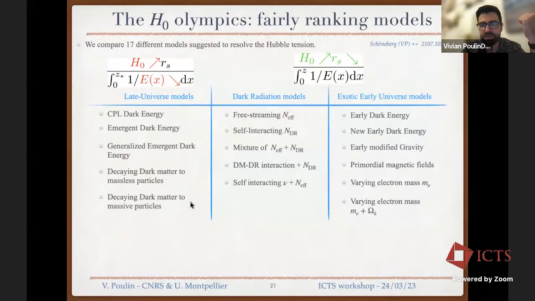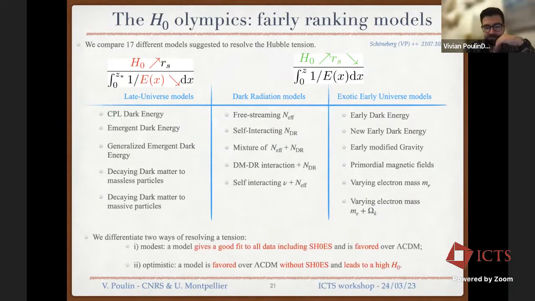And in these papers, we've compared in a systematic manner about 17 different models that have been suggested. We compare them to the same data in order to really draw conclusions about what mechanisms are favored by the current data and what the issues are with all of these models. And just to be clear, we are differentiating two ways of interpreting what a good model is. One modest way is to say that the model gives a good fit to all the data, including SH0ES. This is what I introduced earlier for early dark energy. And of course, that the model is favored over lambda CDM by some measure of success.